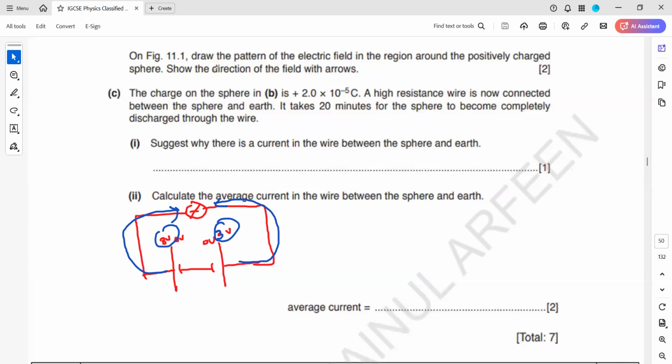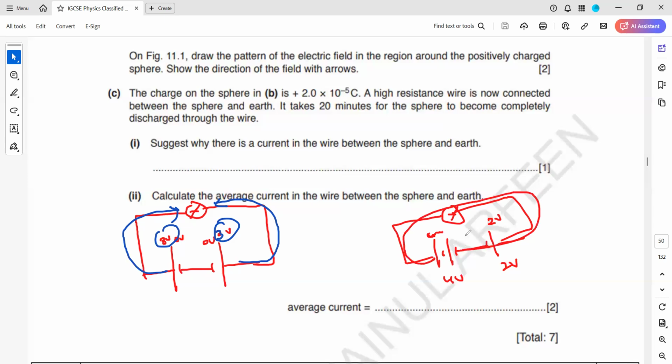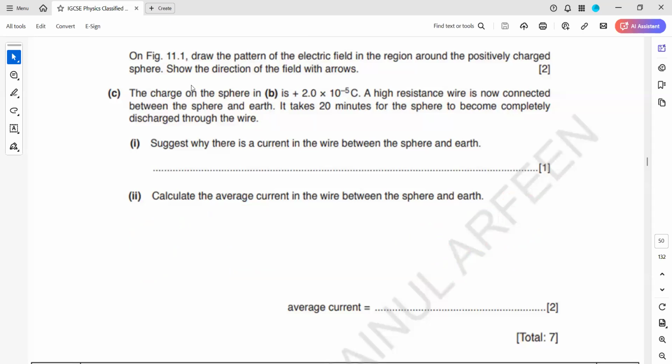But let's say we have it like this. So this is 4 volts and this is 2 volts. Is there a difference in potential? Yes. So the charges start to move. So due to the difference in the potential, or voltage, the charges always move in the circuit.